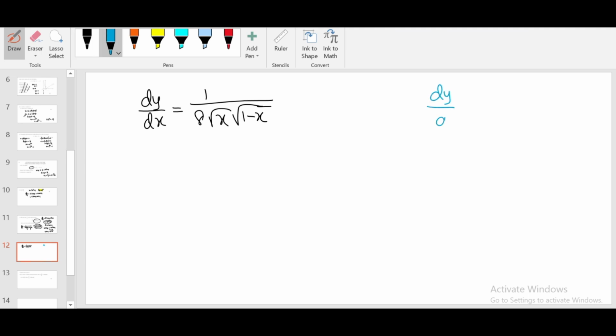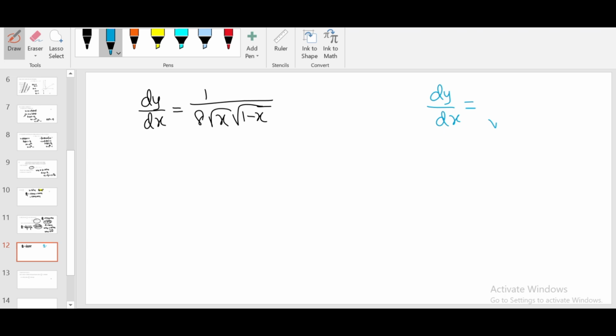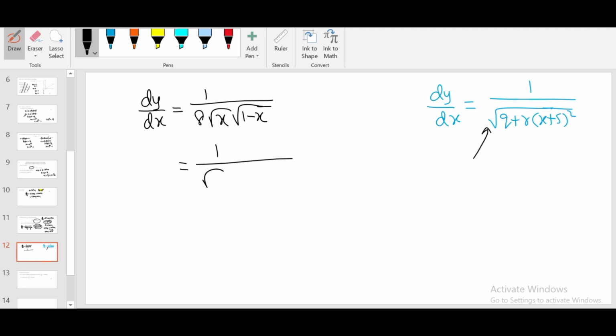Dy over dx is equal to 1 divided by the square root of q plus r times x plus s whole square. So what I'm going to do, there is no number outside the square root, so I'm going to bring 8 inside the square root. We can write 8 as square root of 64, and combine everything to a single square root.